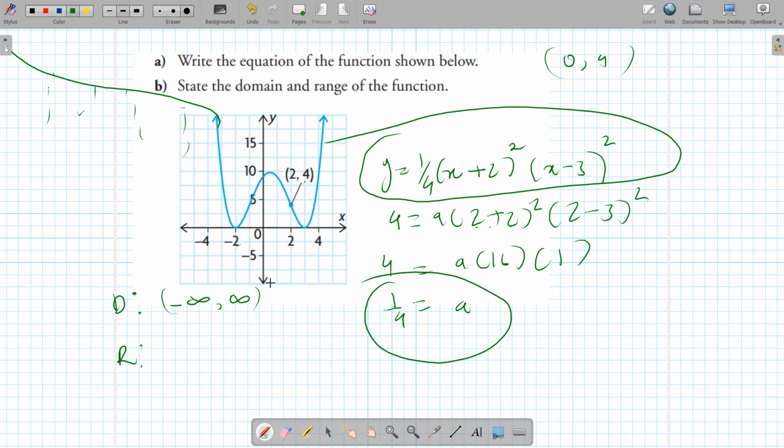0 to what? +infinity. There we go. The range is going to be this. But if this was an odd degree, then the range would also be -infinity to +infinity. Okay.